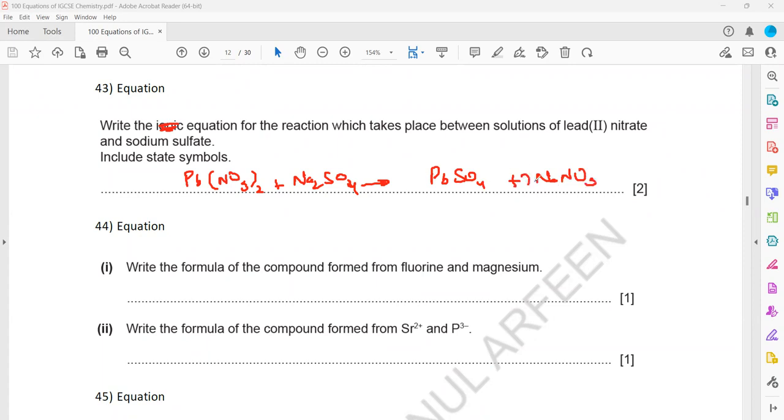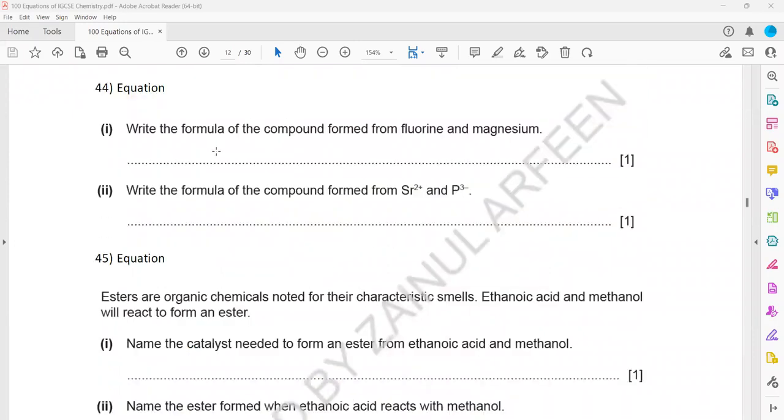And the equation must be balanced. So we put 2, and the equation is balanced. So this is the equation. But if they ask for an ionic equation, we just include the precipitate and write those ions which react to form the precipitate. Next: write a formula of a compound when fluorine reacts with magnesium.